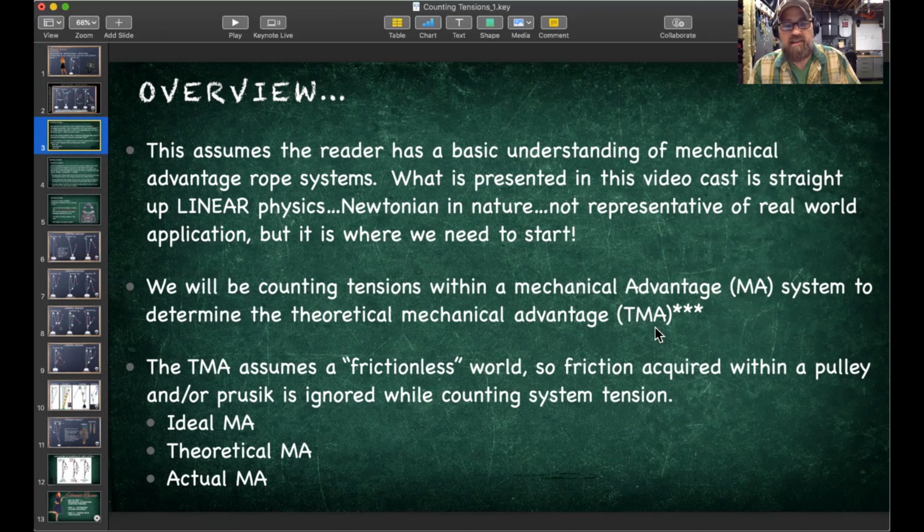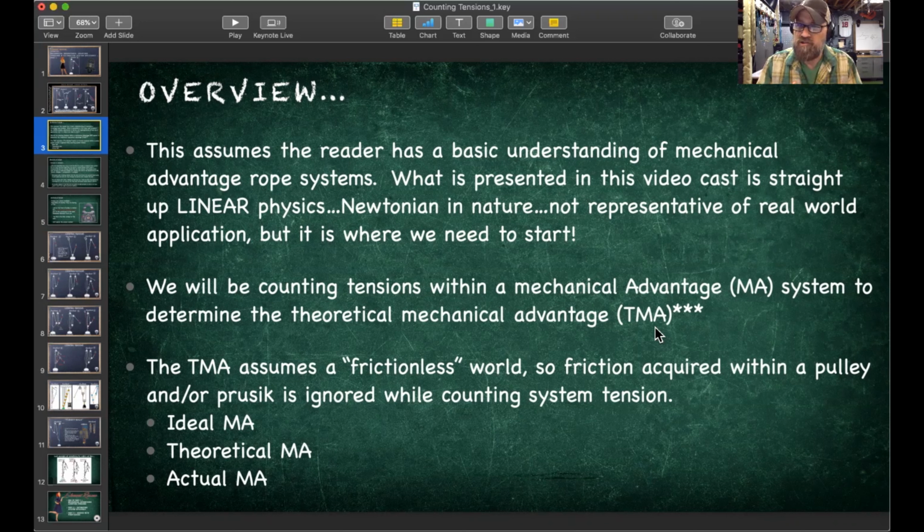Where the confusion comes in is when you're talking about ideal MAs and theoretical MAs. So for our purposes on this one, we're going to go with more of a classical understanding of theoretical MAs from the physics world, which says basically a theoretical MA is that theoretical type of thing in science where this is what it is before we add anything else into it. So theoretical MA for our purposes assumes a frictionless world.